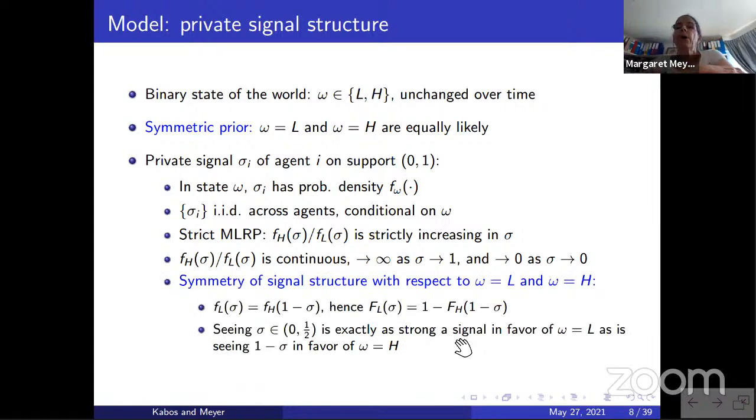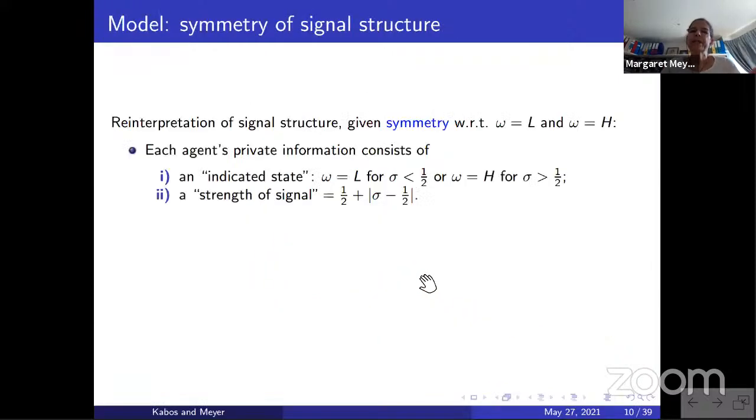I'm going to assume throughout that the signal structure is symmetric with respect to the low and the high state. And by that, I mean that the conditional density conditional on the low state is the flipped about a half version of the conditional density conditional on the high state. Or in words, seeing a value of sigma less than a half is exactly as strong a signal in favor of the low state as is seeing the value 1 minus sigma is a signal in favor of the high state.